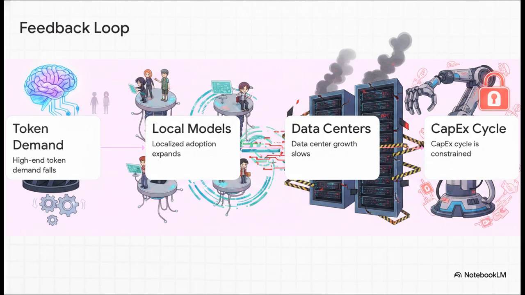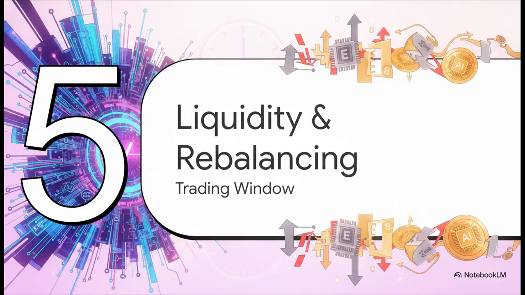First, high-end token demand drops. Second, localized model adoption expands. Third, data center leasing growth inevitably slows. And finally, this constraint feeds directly back into the broader semiconductor capital expenditure cycle. Section 5. Market liquidity and rebalancing.